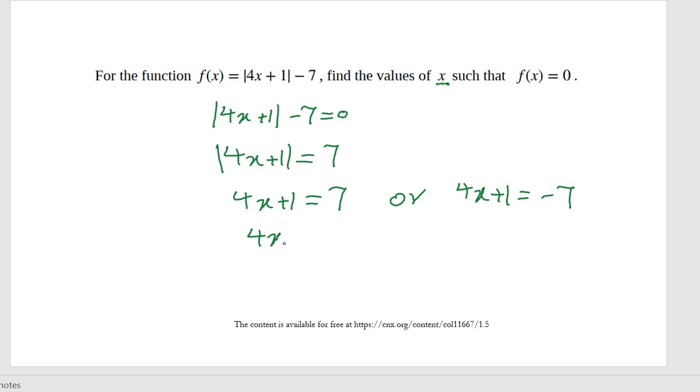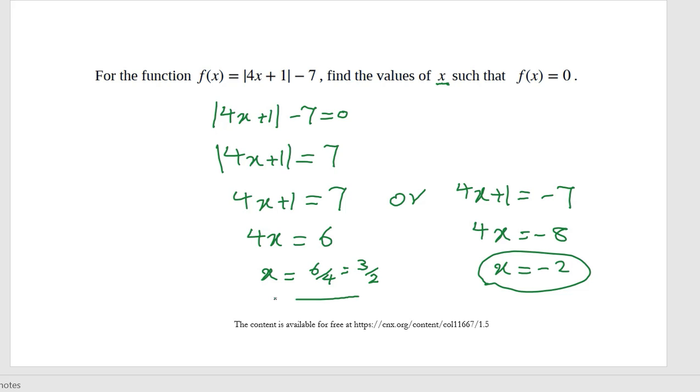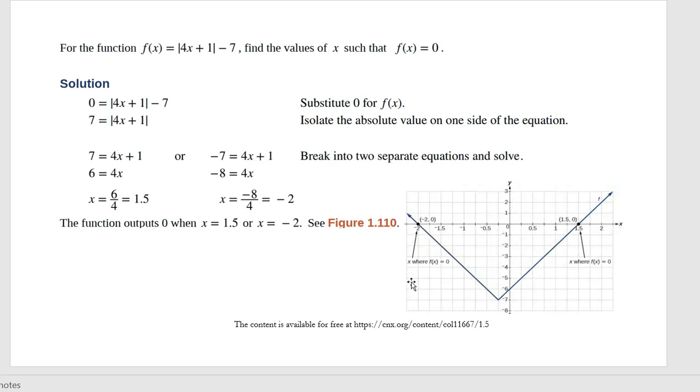From solving this one, 4x is equal to 7 minus 1, 6. So x is equal to 6 over 4, which is 3 over 2. And here 4x is equal to minus 7 minus 1, minus 8. So x is equal to negative 2. So for x equal to 3 over 2 and x equal to negative 2, f of x is equal to 0. And if we graph it, we can see negative 2 and 0, one answer, and another one, 1.5 and 0.